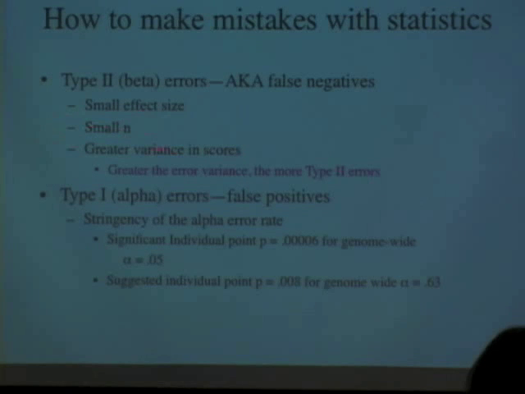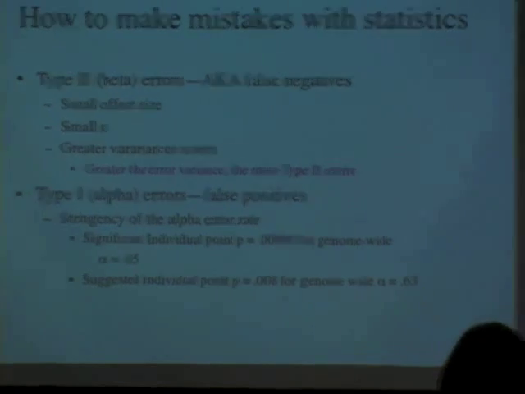Another problem, small n. If our sample of recombinant inbred strains wasn't big enough, we can miss some. All right? And the thing that for us was probably the biggest problem is the variance in scores. The more variance you have in scores, the harder it is to get a significant relationship. And that also means especially error variance. If your error variance is high, then you're going to be making more type 2 errors. So let's just pause for a moment and think about that.